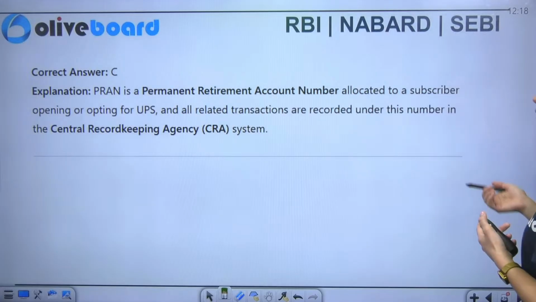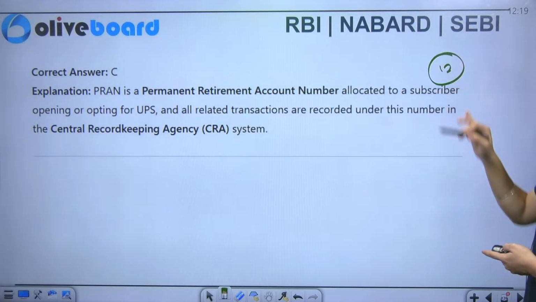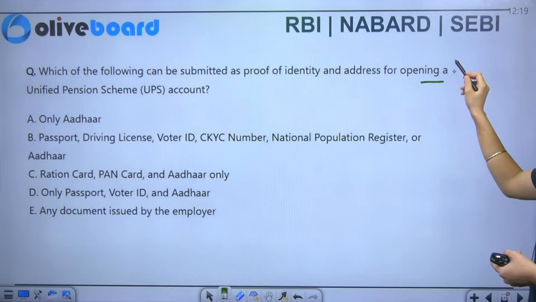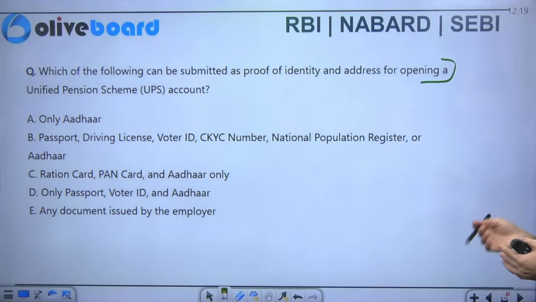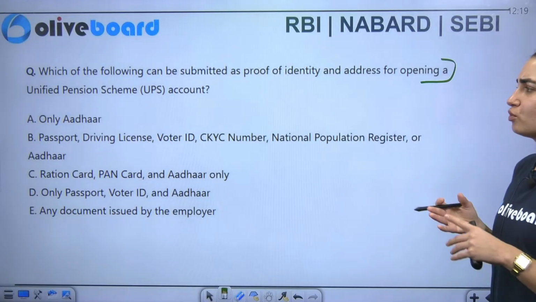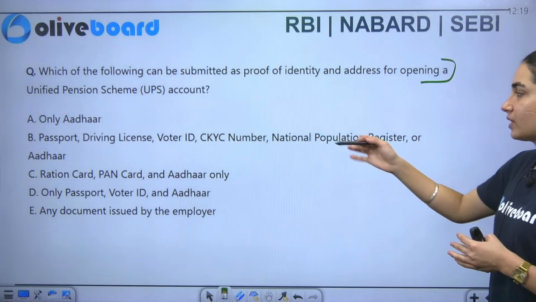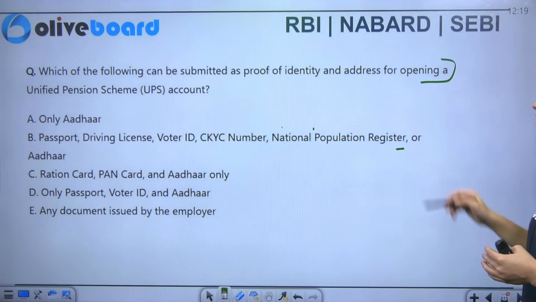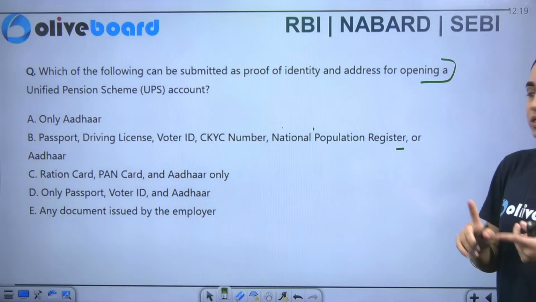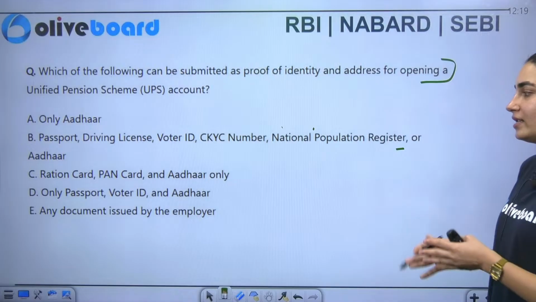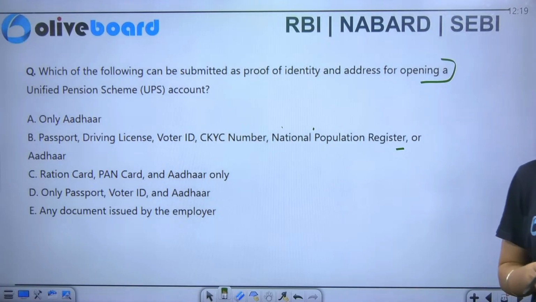It's a 12-digit number allocated here, and this is all under the CRA system. Which of the following can be submitted as proof of identity and address for opening a unified pension account? Is it only Aadhaar card, passport, driving license, voter ID, KYC number, National Population Register, ration card, PAN number, Aadhaar only, or any document issued by the employer?